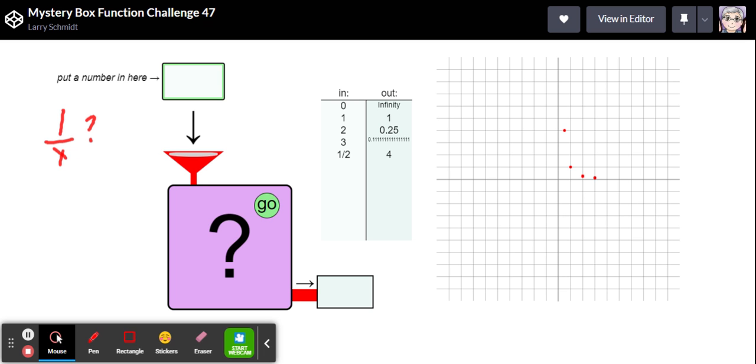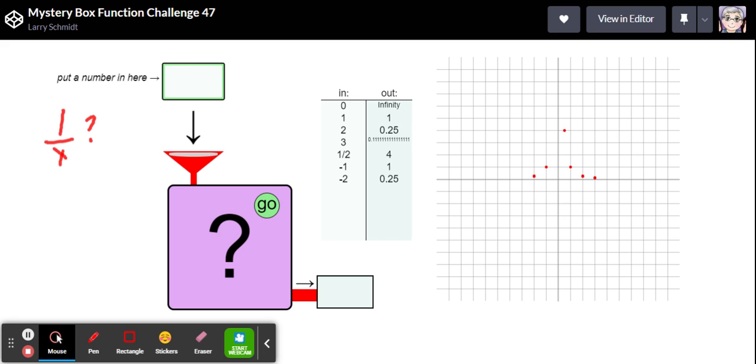Let's look at some negative values. So we'll go -1. And that gives us 1. Let's go -2. And that gives us 0.25.